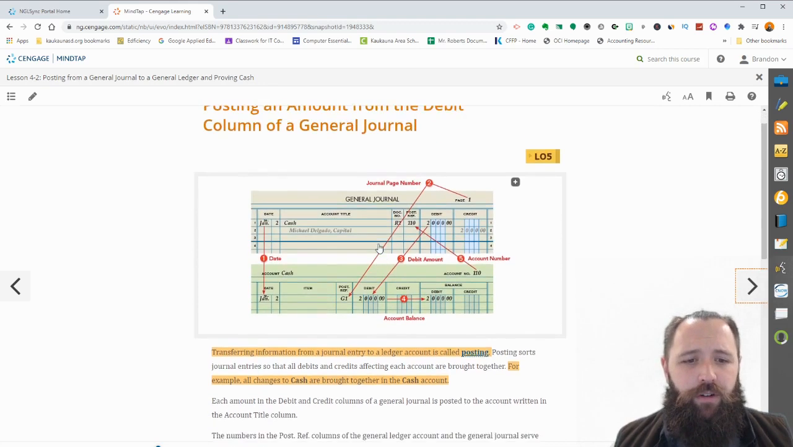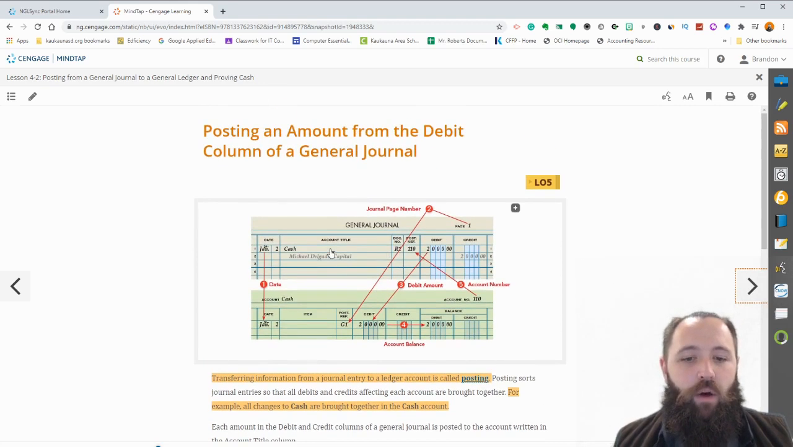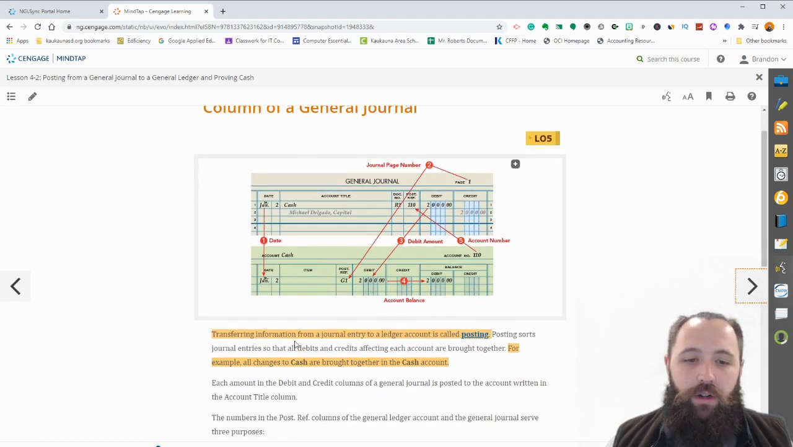So the first thing we're going to look at is how we're going to transfer information from the general journal to our account ledger. Anytime that we transfer this information, it's just called posting. Okay, so we are posting to our ledger. And it's also going to sort all the journal entries, so we can see how all the debits and credits affect a specific account.